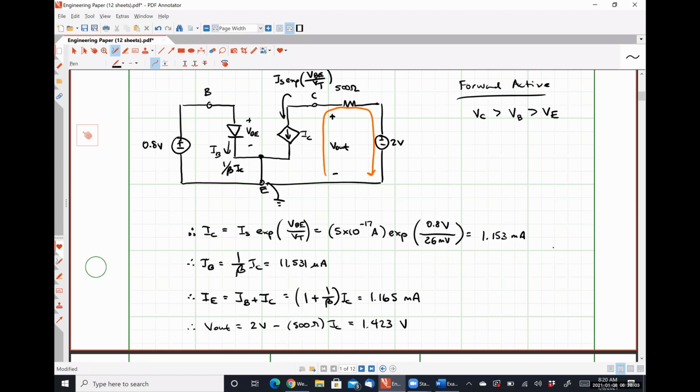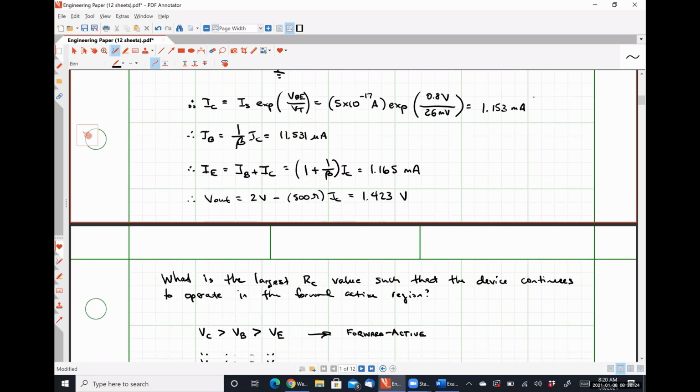So the model that we've developed here is only applicable in the forward active region. As soon as this goes into saturation, we have to develop an entirely new model, which we're going to be working on next week. Any questions on this? All right, let's take a stab at another example or two.